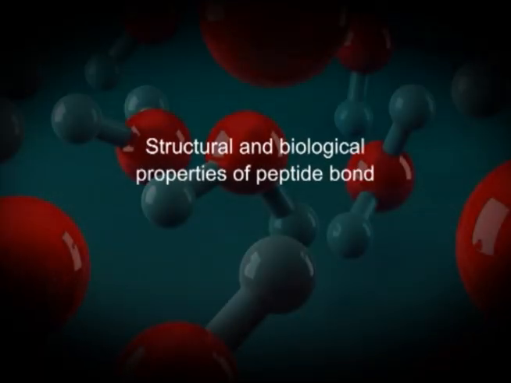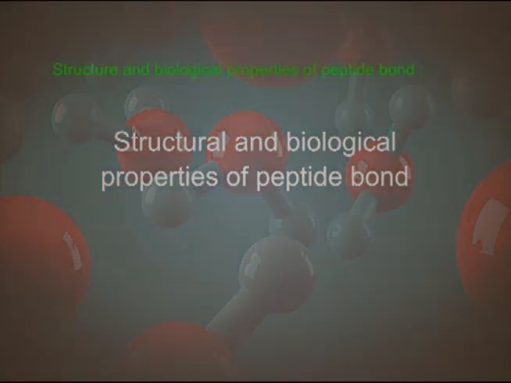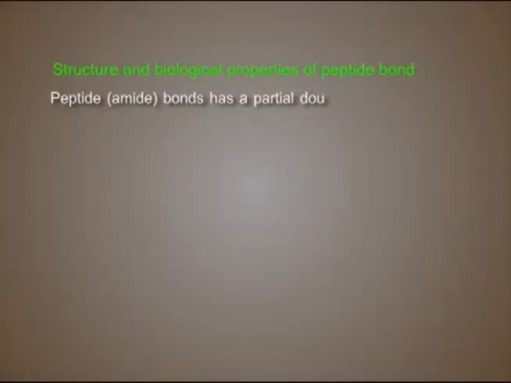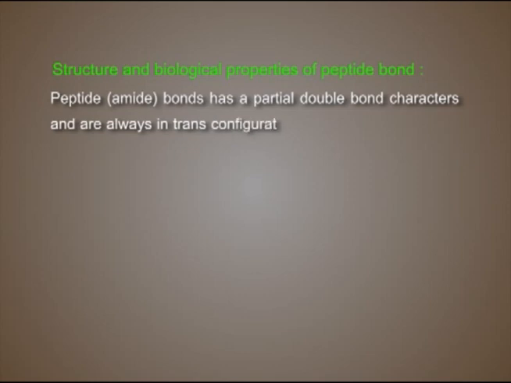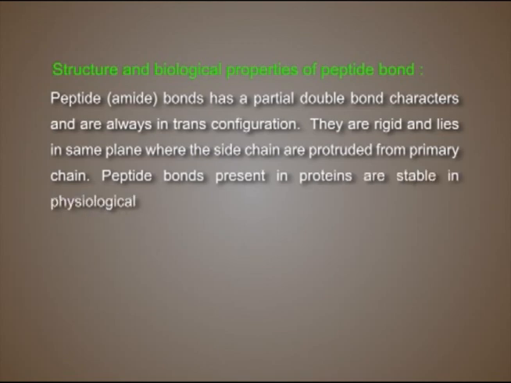Now, structural and biological properties of peptide bond. Peptide or amide bond has a partial double bond character and is always in a trans configuration. They are rigid and lie in the same plane, where the side chains protrude out from the primary chain. Peptide bonds present in proteins are stable at physiological pH.